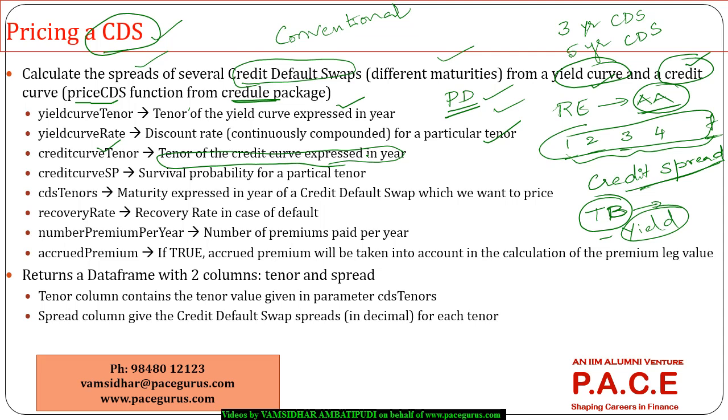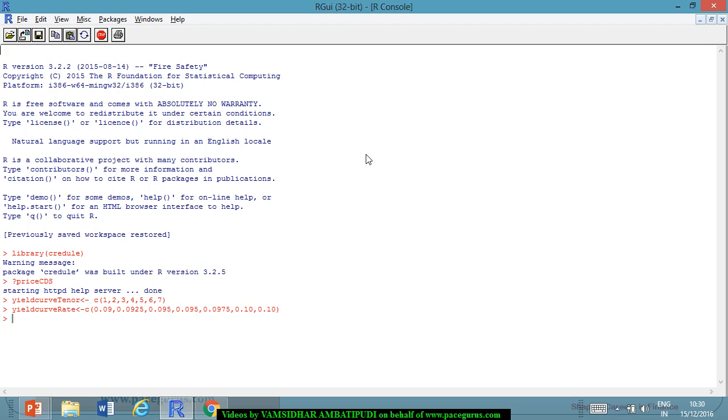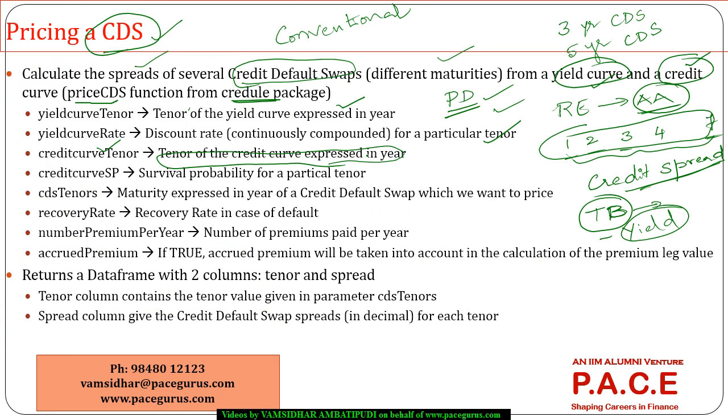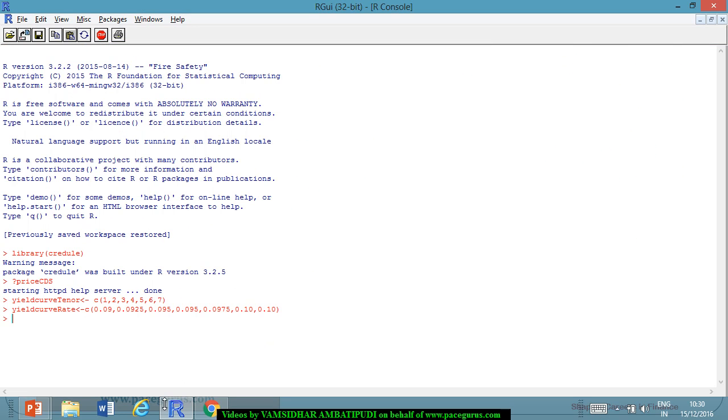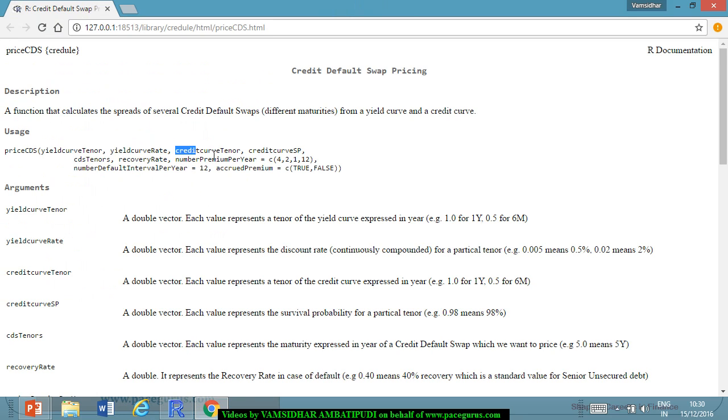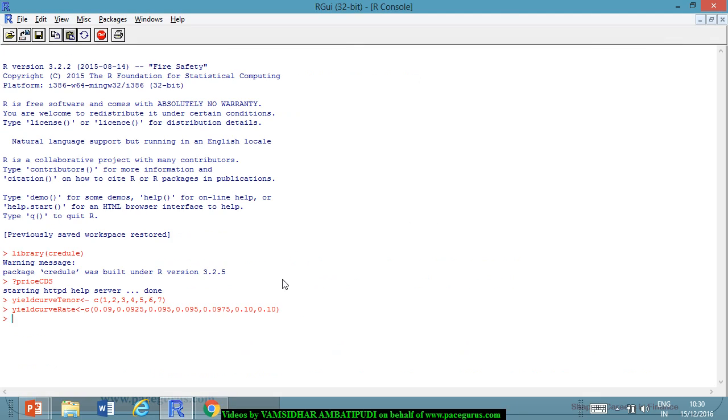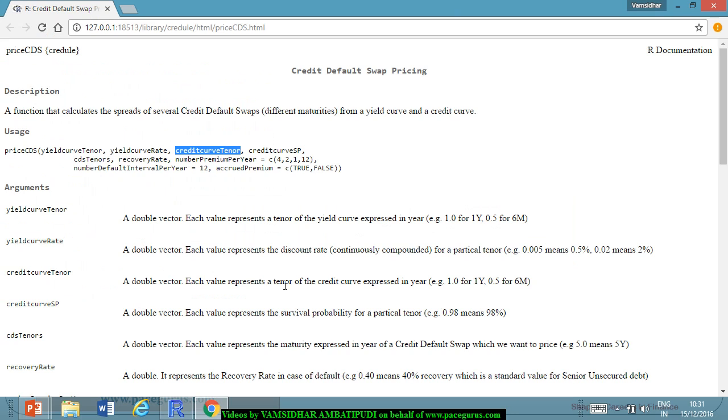Right, but at least until the credit default swap period, it's better that I have the credit curve. The credit curve is talking about the spread between. Here I just need the tenure, so let me take the credit curve tenure as one more variable. I can very well take 1, 2, 3, 4, 5, because I am more interested in pricing only a 5-year swap.